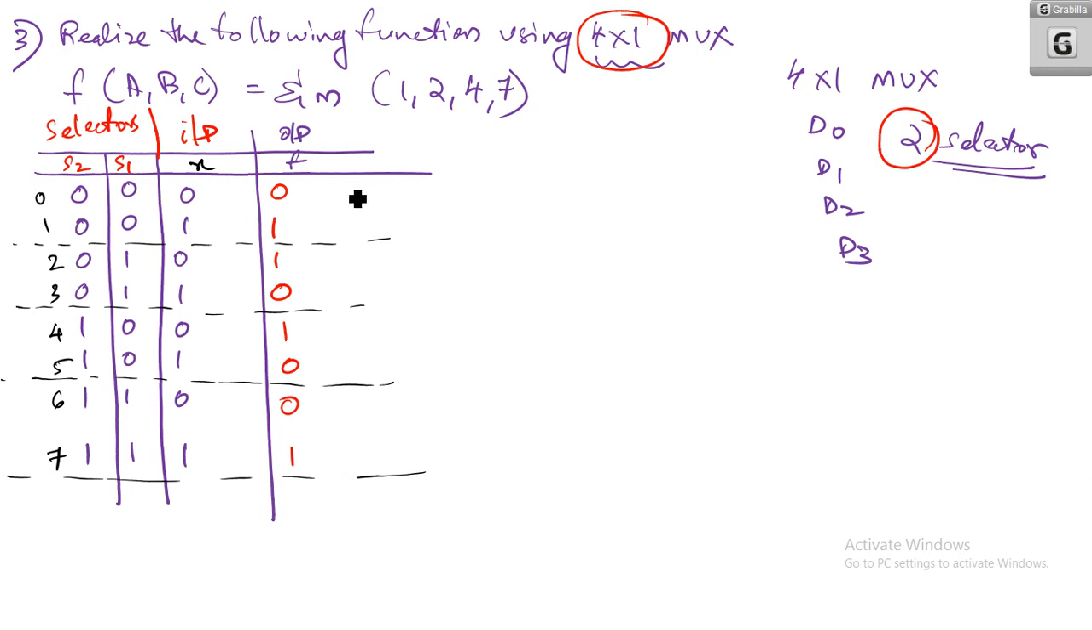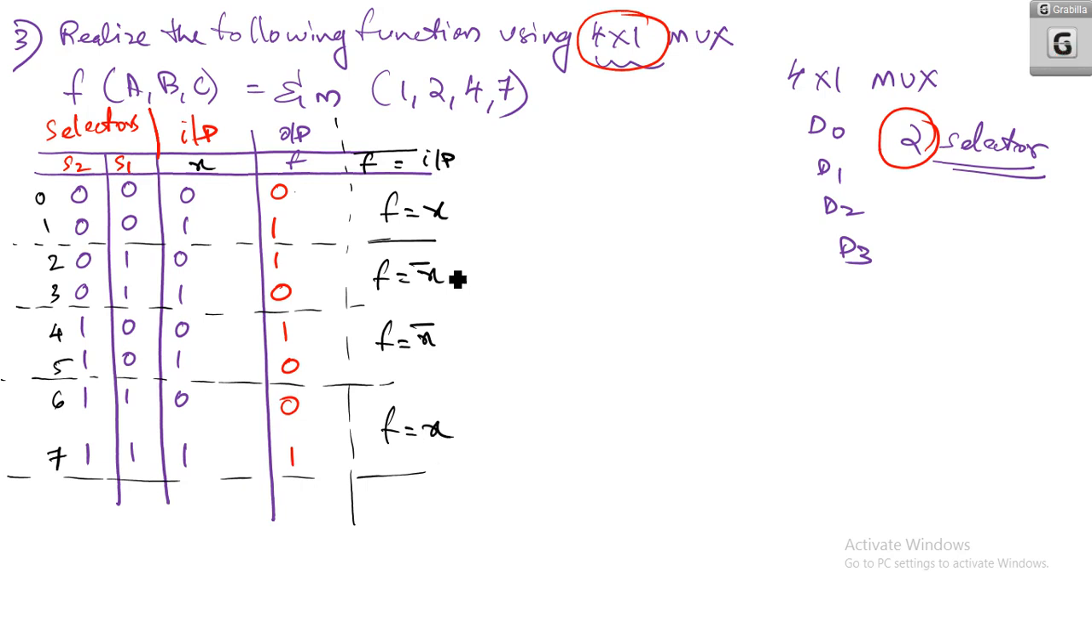Now, here, what can I have? I should write F in terms of the input. When H is 0, F is 0, and when H is 1, F is 1. So you can write F is equal to H. Here, when H is 0, F is 1, and when H is 1, F is 0. So you will get F is equal to H bar. Here, 0, 1, 1, 0. Again, F is equal to H bar. Here 0, 0, 1, 1. Directly F is equal to X.